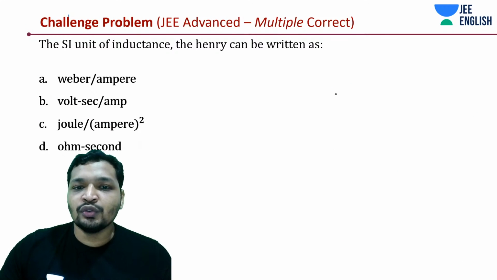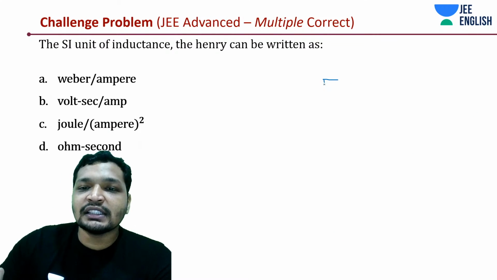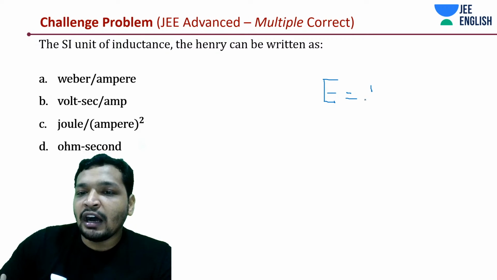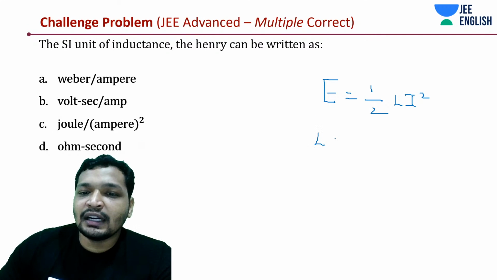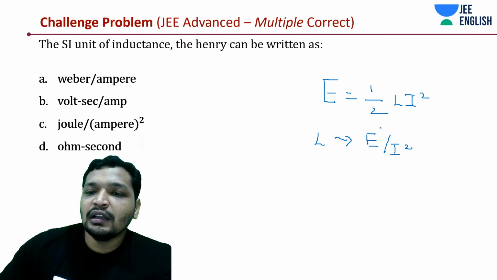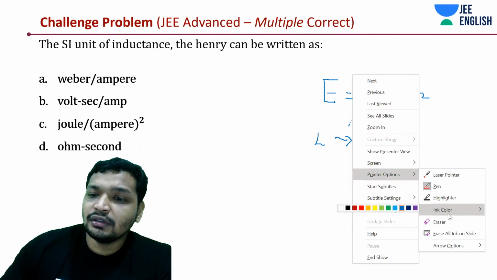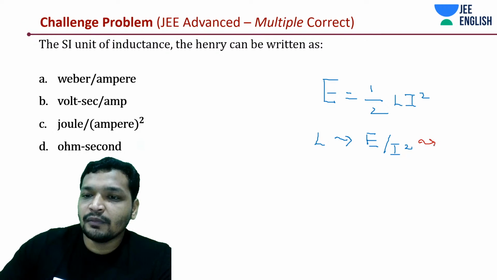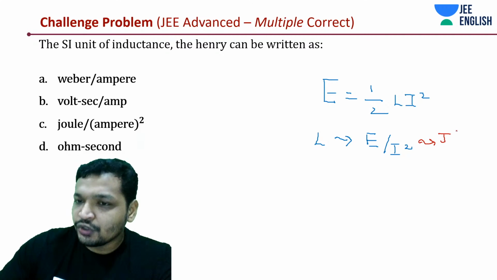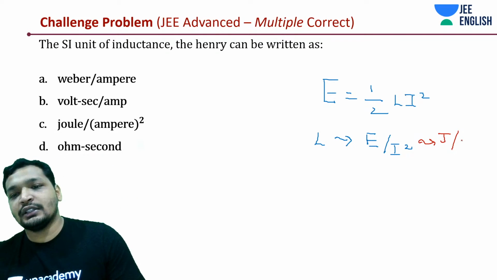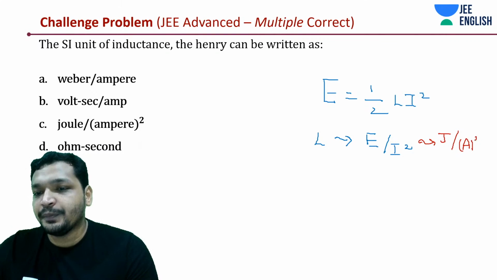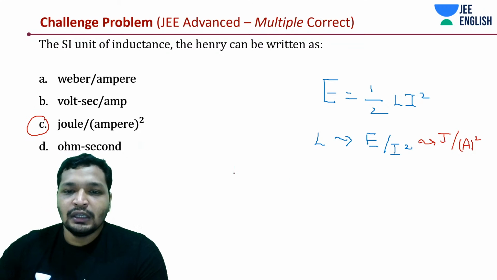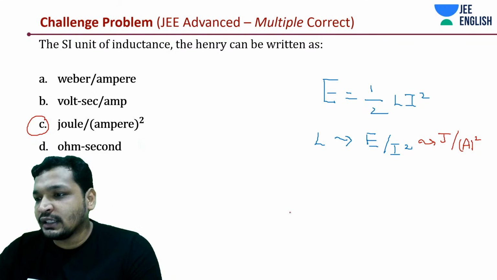Now let's move on to energy stored in an inductor. What is the energy stored in an inductor? Half L I square. That means the inductor has units corresponding to E by I square, and that gives you joule. Joule is the unit of energy and work done, and this is going to be ampere square. Yes, C is correct, and we just did the L by R thing.